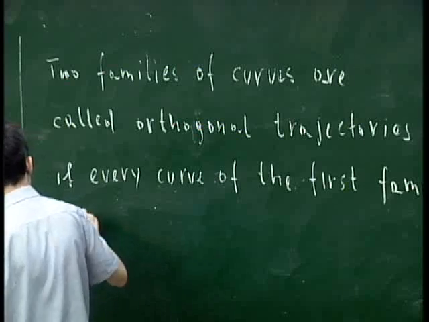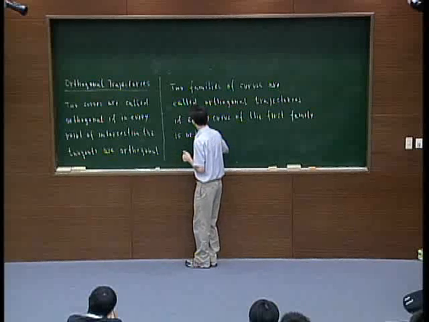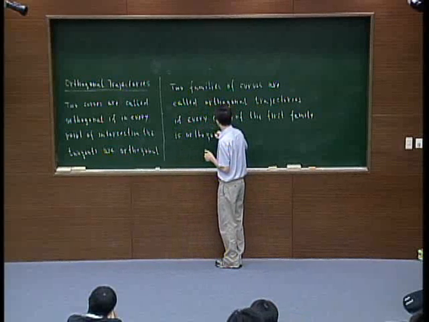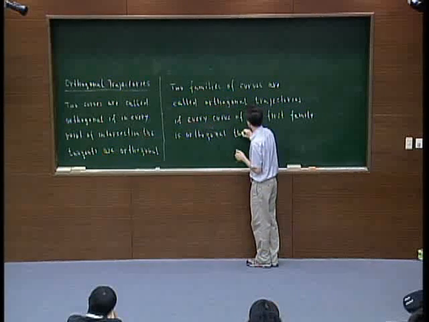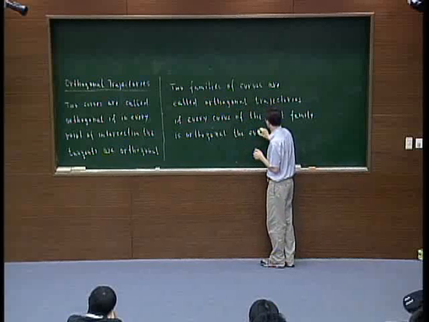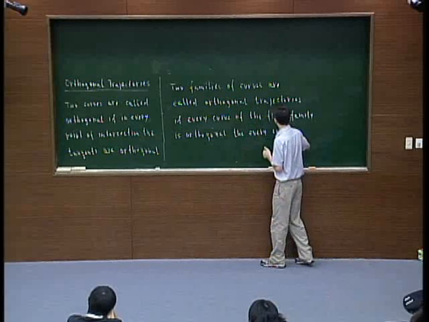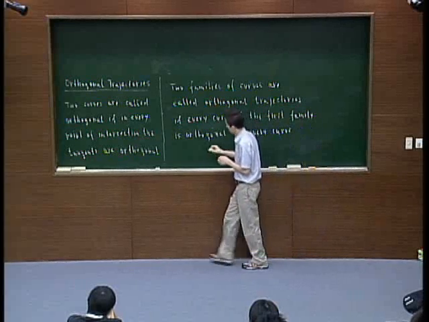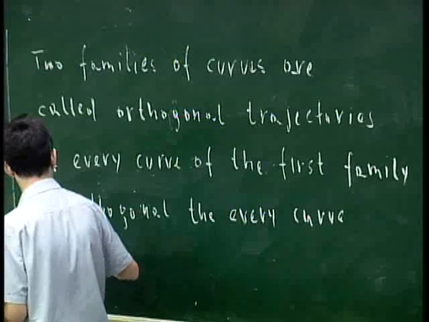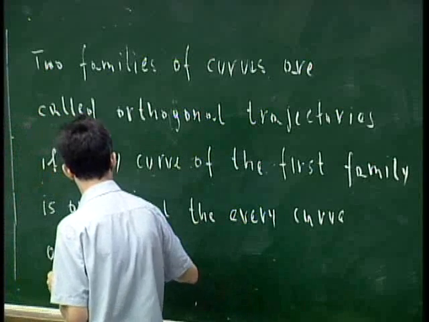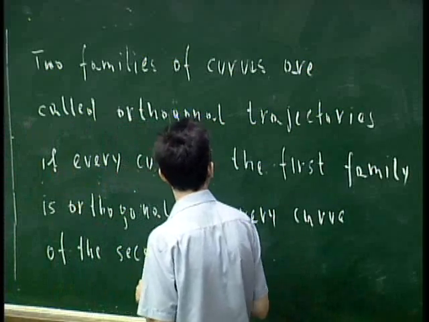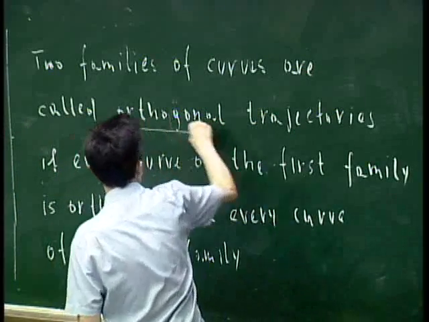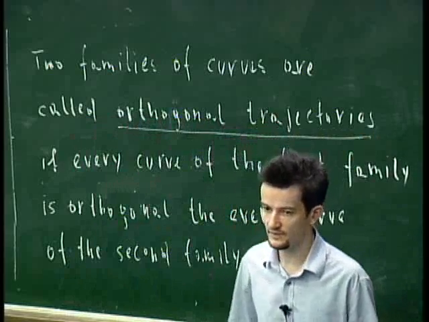Is orthogonal to every curve of the second family. Okay, this is actually something which you have seen in physics quite frequently.